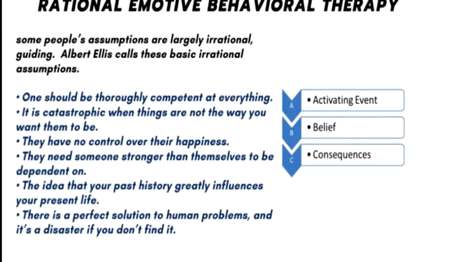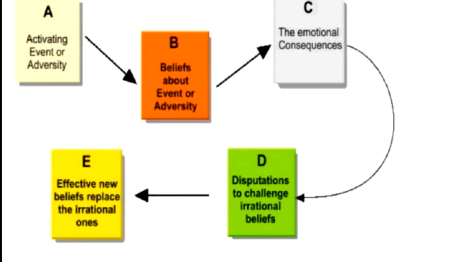REBT teaches us to dispute these irrational thoughts and develop rational alternatives. So it uses the ABC model as I described. By modifying B, the belief, we change C, the consequence. So what we have to do is modify our beliefs so that we can change the consequence.